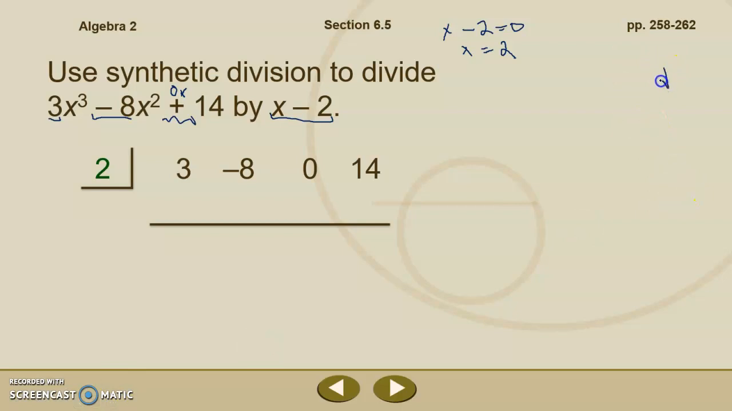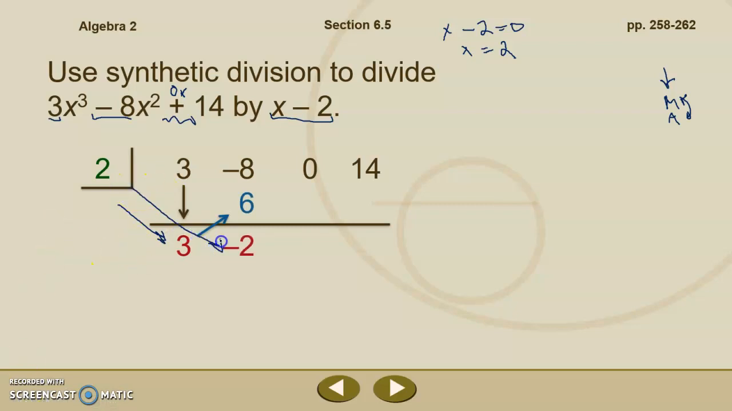Our procedure first is to bring down, and then multiply, add, multiply, add, multiply, add, over and over and over again until we have finished up dividing that polynomial. So bringing down the 3, we're now going to multiply. 2 times 3 is 6. And we're going to add those together. Negative 8 plus 6 is negative 2.